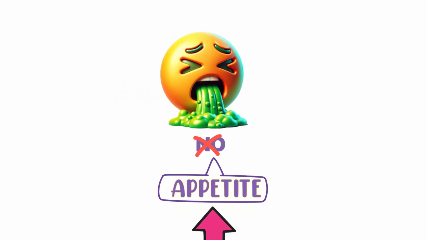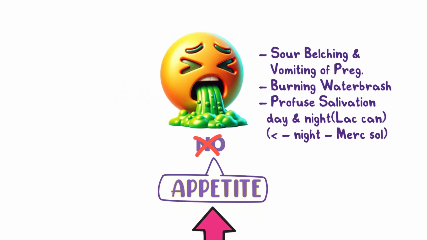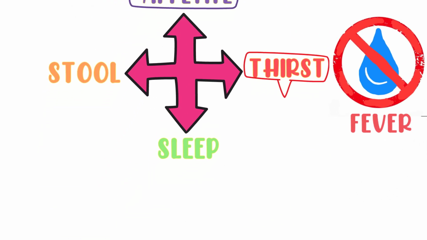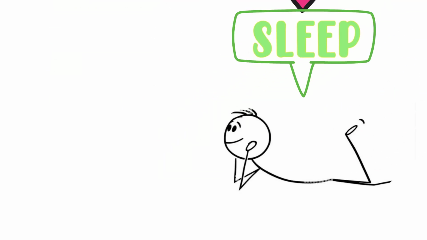Appetite: there will be no appetite, but instead you can see sore belching, burning water brash and profuse salivation can also be seen. No thirst in conditions like fever, but there is increased thirst in 3 conditions, which are dropsy, diabetes mellitus and chronic diarrhea. Moving on to sleep, the patient finds it better lying on the belly.